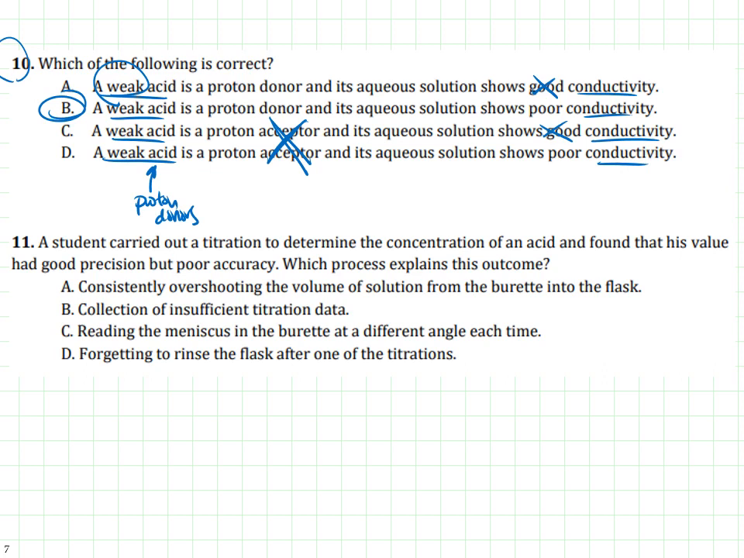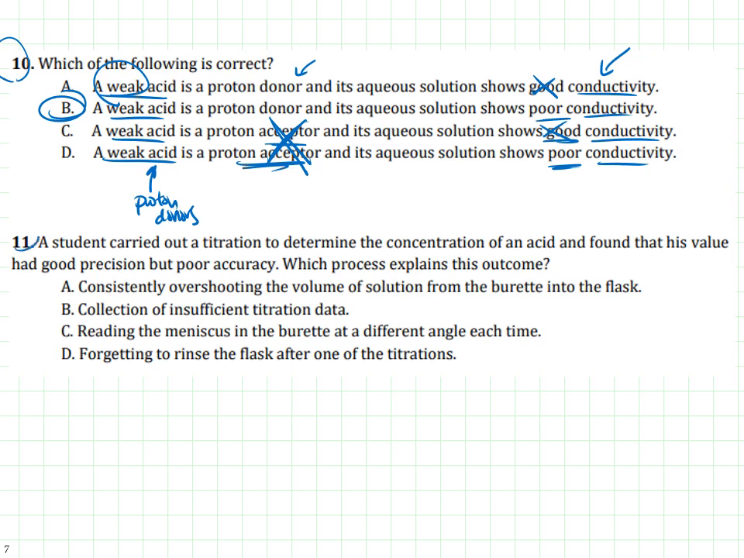A weak acid is a proton donor, and it is a poor conductor. This good conductor that's a proton donor is a strong acid. Proton acceptor, good conductivity, is a strong base. Proton acceptor, poor conductivity, is a weak base.